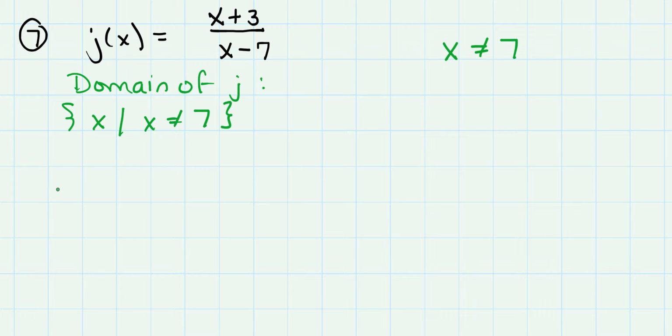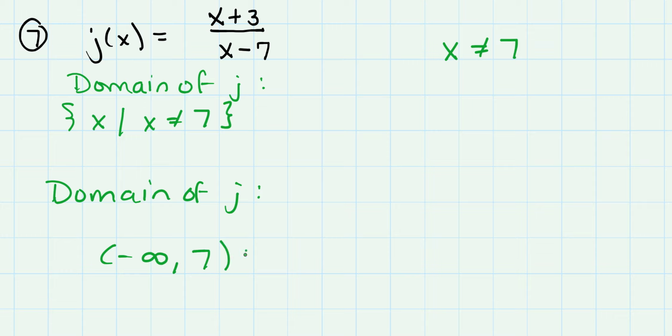But you could also say the domain of J in interval notation is negative infinity to 7, union 7 to infinity. You go from the smallest number you can be, go up all the way to the biggest number you can be, which is 7 for right now, and then you have to jump because you have to take that 7 out. And then we go from 7 to infinity. Because we can't equal 7, we have to put parentheses here.